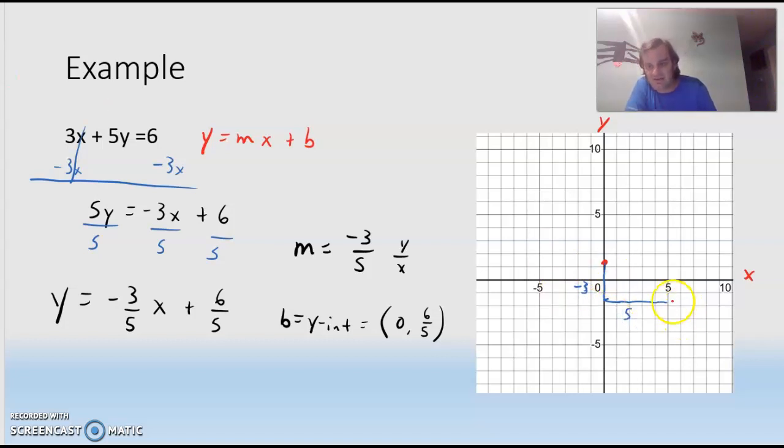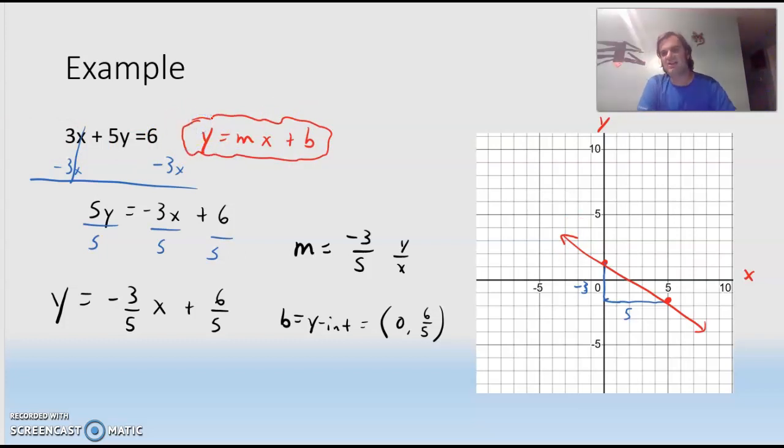So now I have another point over here and I'm estimating it, but I will connect them. And there I have a line. So this one did not start off in y equals mx plus b, but if we put it that way, get the y by itself, like we solved formulas, it makes it very easy to graph. Okay. So now I want to do a couple more things.